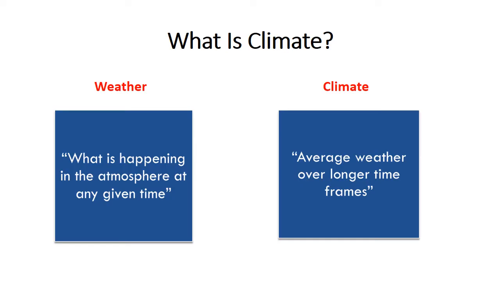In order to understand what climate is, I think the point of departure should be the weather. Weather is what is happening in the atmosphere at any given time, so these are simply daily occurrences. Climate, on the other hand, is the average weather over a longer time period. This could be 35 years and above, even up to decades.